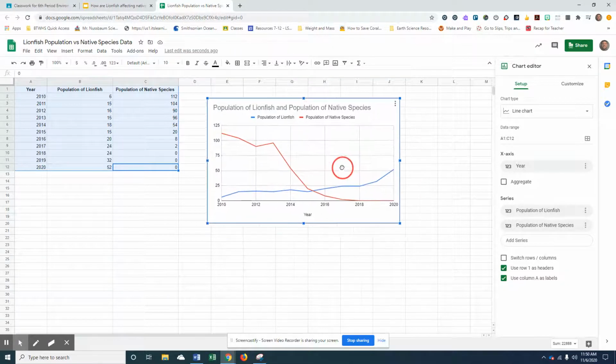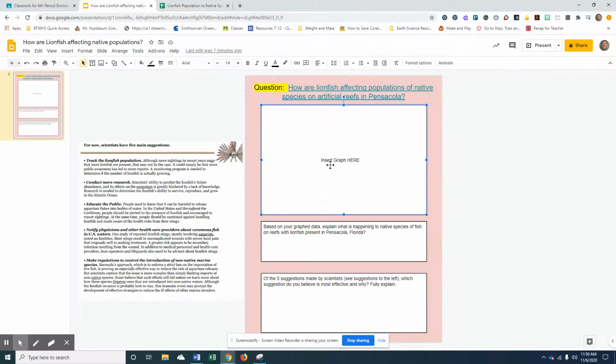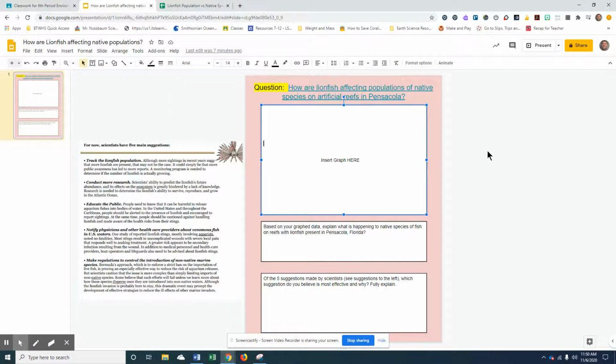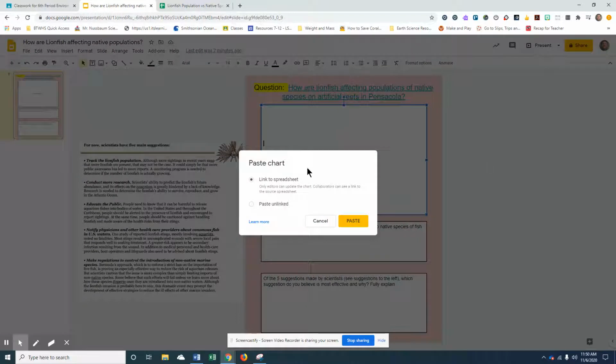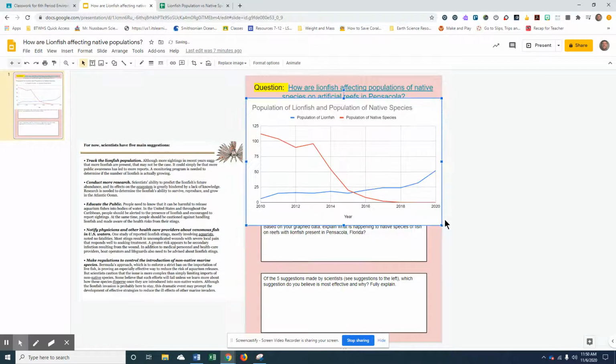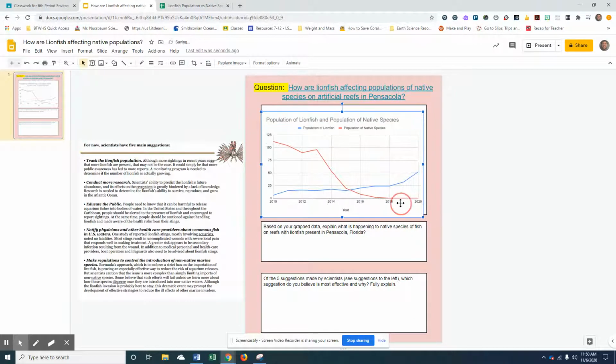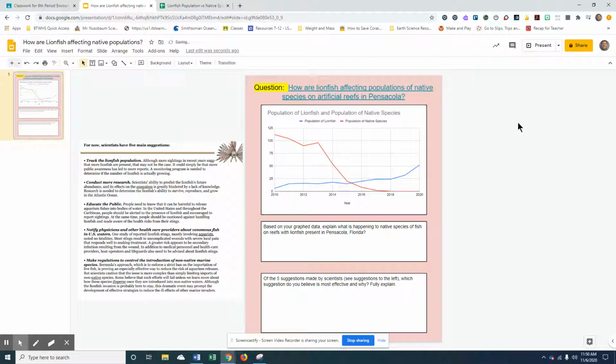Now, how to get this graph onto your Google slide here, okay? You are going to click on the graph and press Control C, which will copy that graph, and then come back to your slide and press Control V. Now, this will pop up. You're just going to want to paste unlinked, and then there's your graph, okay? Change the size of it so that it fits in here. Okay, boom, there you go. We've done step one, essentially.